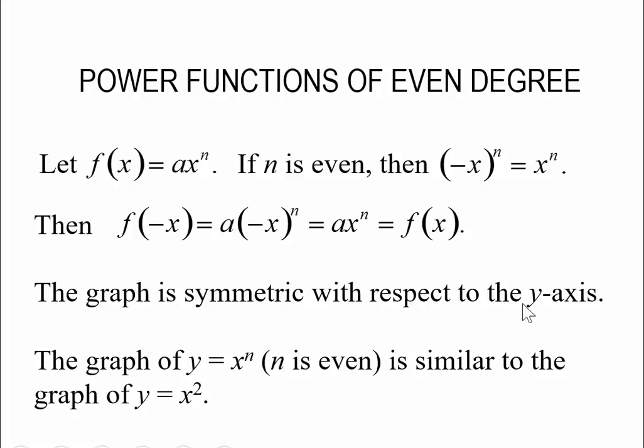So if f of x has a degree of 2, 4, 6, 8, 10, we will always know right away that it has symmetry about the y-axis. If we were to graph this x squared, again we would have this. The same thing is going to work for x to the 4th, x to the 6th, x to the 8th, any kind of even degree.